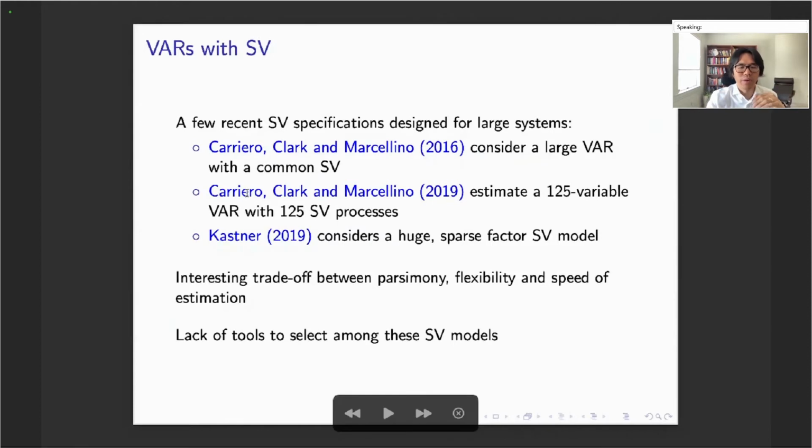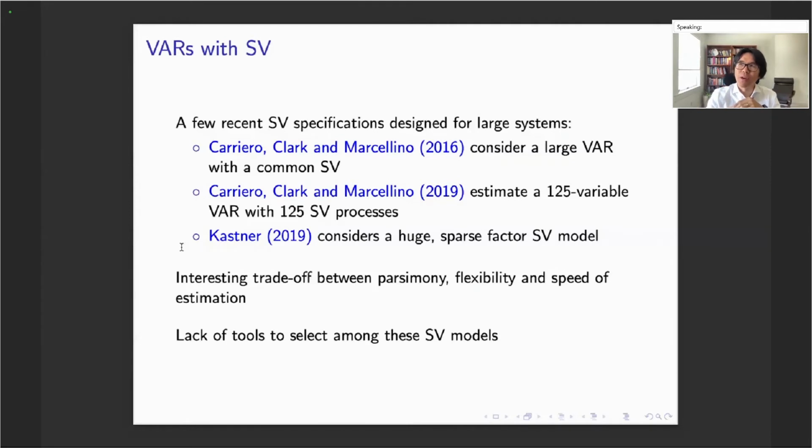Later on, they have an algorithm to estimate a more general version of stochastic volatility. The model is actually Cogley and Sargent's, but the contribution of the paper is an algorithm to estimate this model in a very large high-dimensional setting. And there's also a paper by Kastner that considers a factor stochastic volatility model. So these are a few stochastic volatility models designed especially for large VARs.